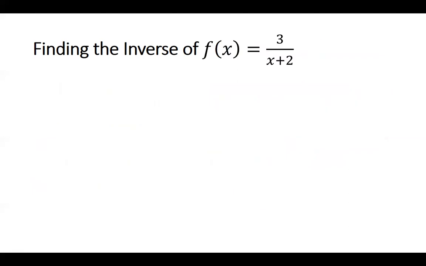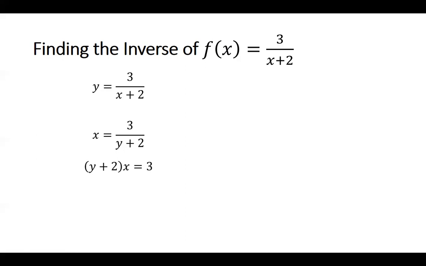So we want to find the inverse of f of x equals 3 over x plus 2. The first thing we're going to do is call f of x y. So y is equal to 3 over x plus 2. We're then going to swap x and y. So x is equal to 3 over y plus 2. Now we're going to start solving for y. First, I'm going to multiply both sides by y plus 2. So I get y plus 2 times x is equal to 3.